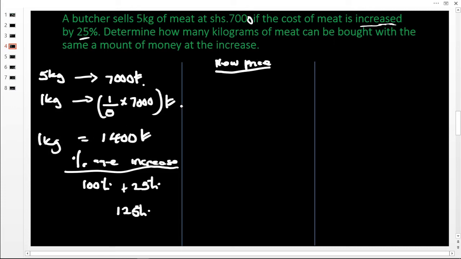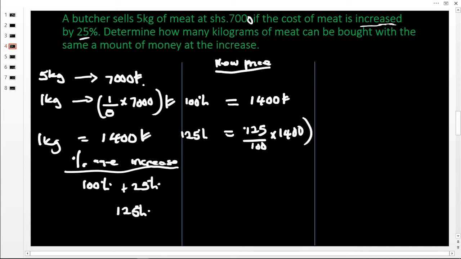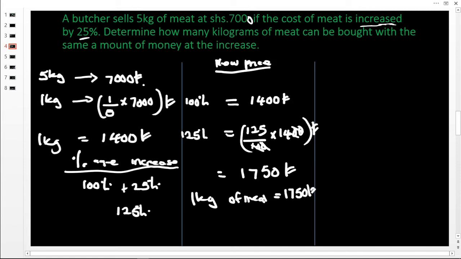Therefore, we are going to write and say, before increasing, it was at 100%. This 100% was representing 1,400 what? Shillings. Then after increasing, it went to 125%. So when now it is at 125%, how much money will this 1 kilogram cost? So 125 out of 100 times 1400. Then our units, it's money. So 0 with a 0, 0 with a 0. Then 125 times 14, it is giving us 1,750 shillings, meaning that now the new price of 1 kilogram of meat is 1,750 shillings, because it was increased from 100 to 125, so 25% new increment.